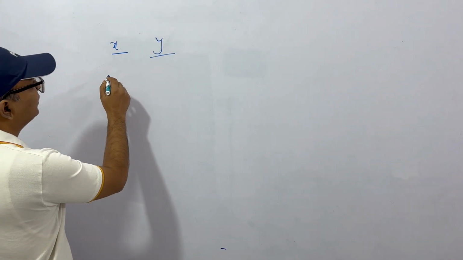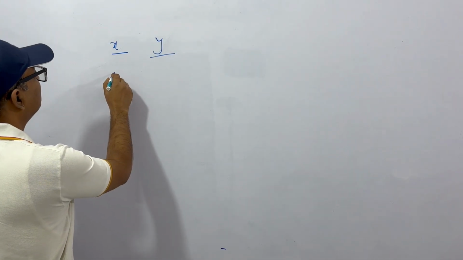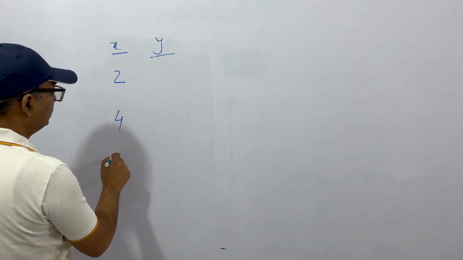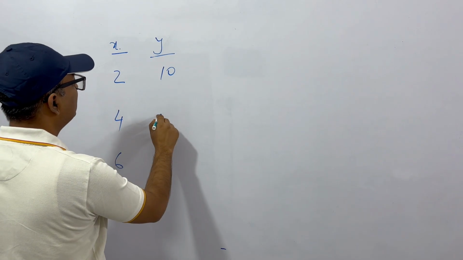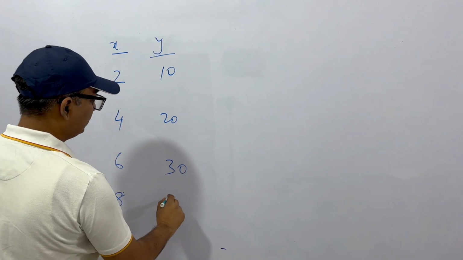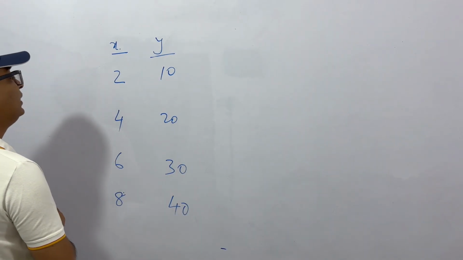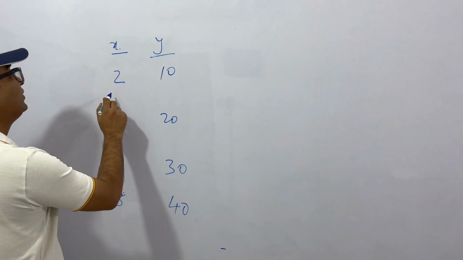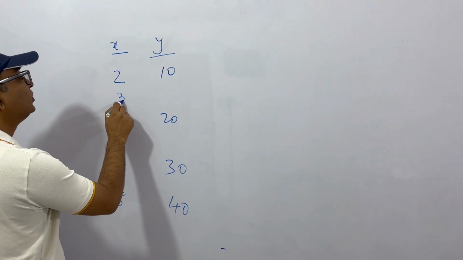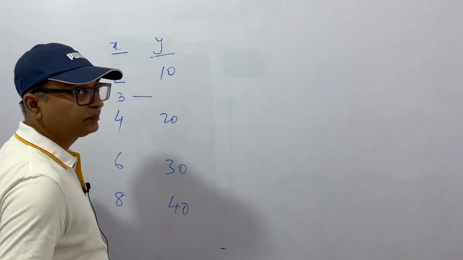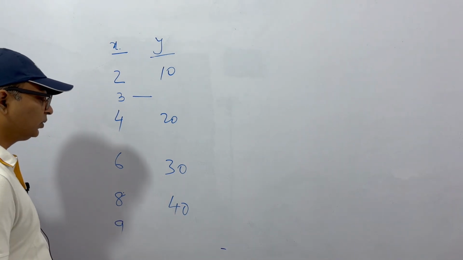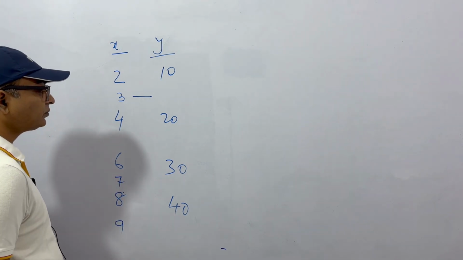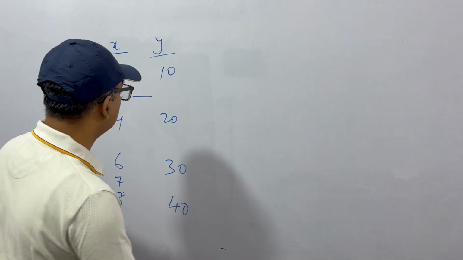Let me explain this by giving numbers. Let's say x is 2, 4, 6 and 8, and the corresponding values of y are 10, 20, 30 and 40. Now if I want to know the value of y for x equal to 3, or the value of y at x equal to 9 or 7, this is called interpolation.